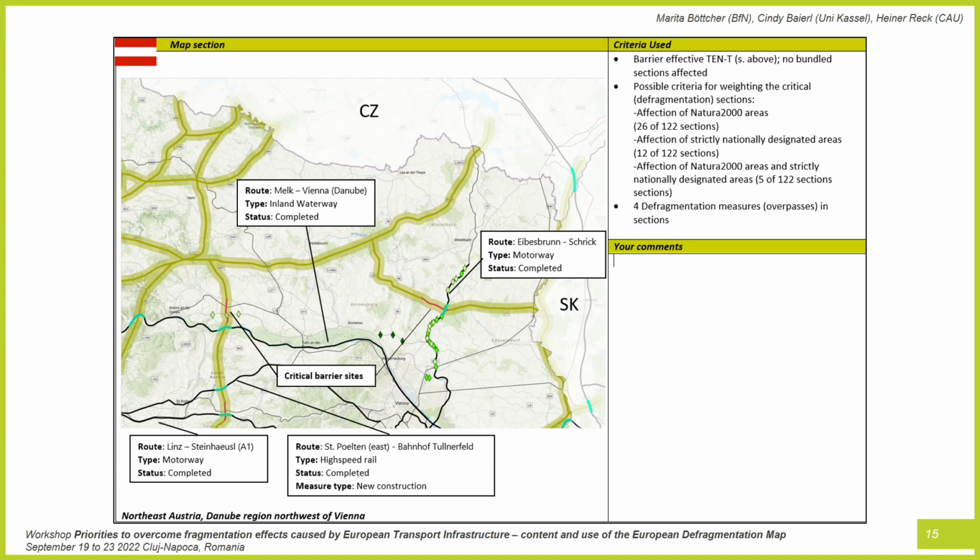So, and here we checked the overlay. You see here, for example, a rural road, which has already 3 defragmentation measures realized, and we have then the barrier of the Danube, for example. Here on the right side, we have a motorway, which is already completed, and I hope you see it on the handouts, a lot of defragmentation measures on that route, but not in the section we identified through the overlay with the TEN-T. We checked here as well the affection of the protected areas. And we found out that 4 defragmentation measures overpasses are in the identified sections.